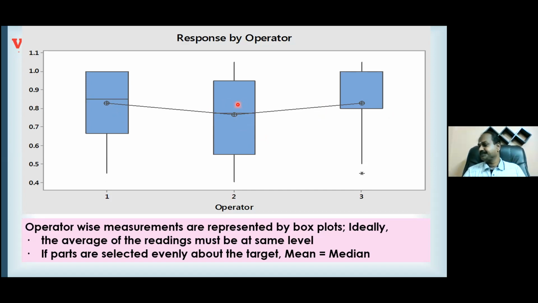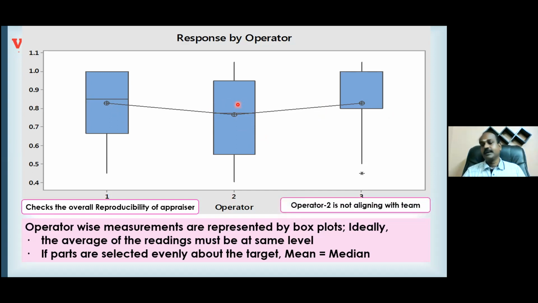Is that clear? This checks the overall reproducibility of the appraiser. And operator 2 is not aligning with the team. But I'm not saying that operator 2 is wrong. Sometimes operator 2 may be correct and 1 and 3 may be wrong. And that is why the difference exists. And for that, how you select the part is important. You must have knowledge about what kind of parts you have included in the study.